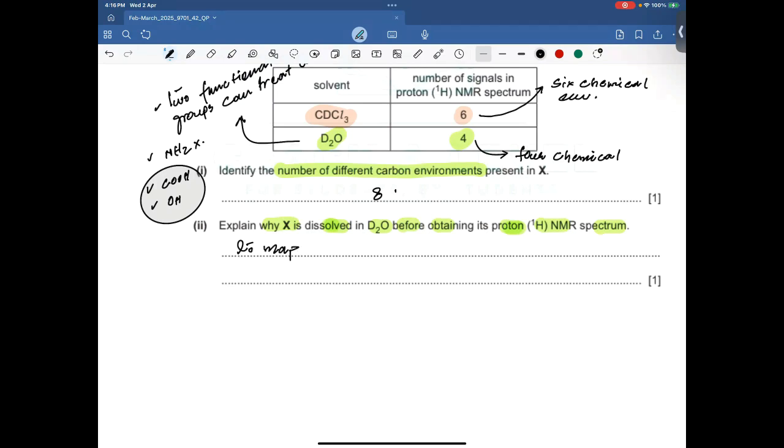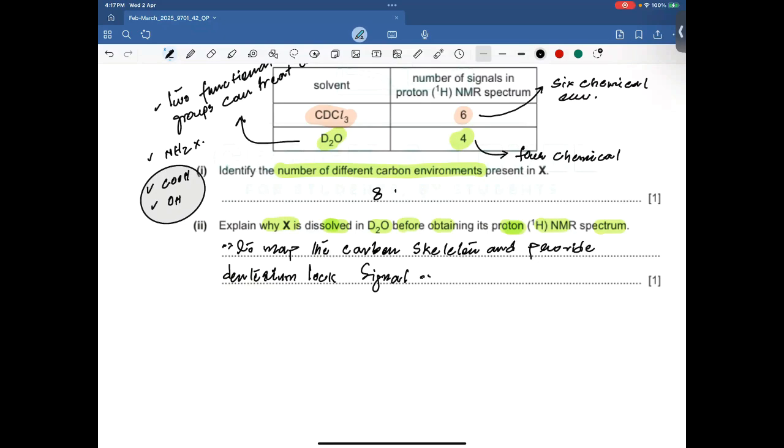To map the carbon skeleton, because they don't have any affinity with the D2O. And provide deuterium lock signal. This is the first point.